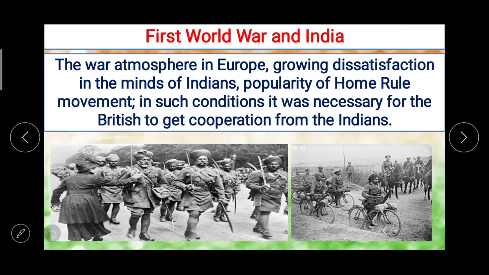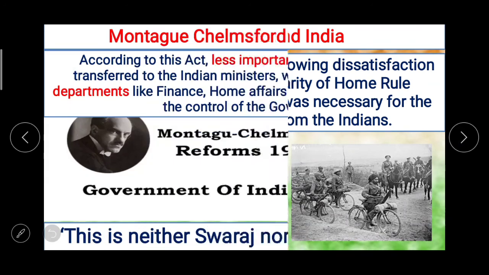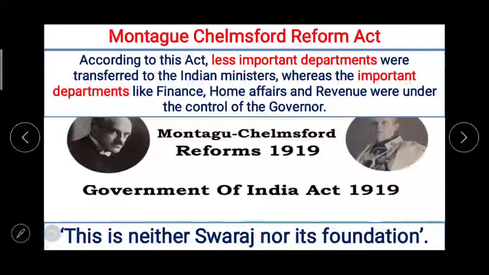First World War and India. The war atmosphere in Europe, growing dissatisfaction in the minds of Indians, and the popularity of Home Rule movement. In such conditions, it was necessary for the British to get cooperation from the Indians. अब उन्हें इंडियंस की मदद चाहिए थी, और उसके लिए उन्होंने अपनी स्ट्रैटेजी फिर से चेंज की. In 1917, Montagu, Secretary of State for India, declared that step by step Indians will be given the right to self-government and responsible political system.